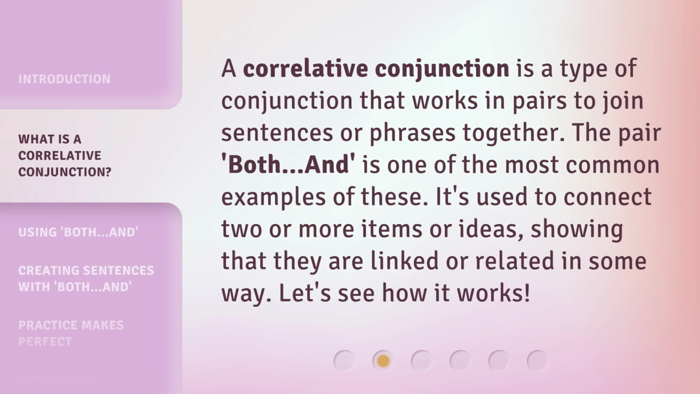A correlative conjunction is a type of conjunction that works in pairs to join sentences or phrases together. The pair, both... and, is one of the most common examples of these. It's used to connect two or more items or ideas, showing that they are linked or related in some way. Let's see how it works.